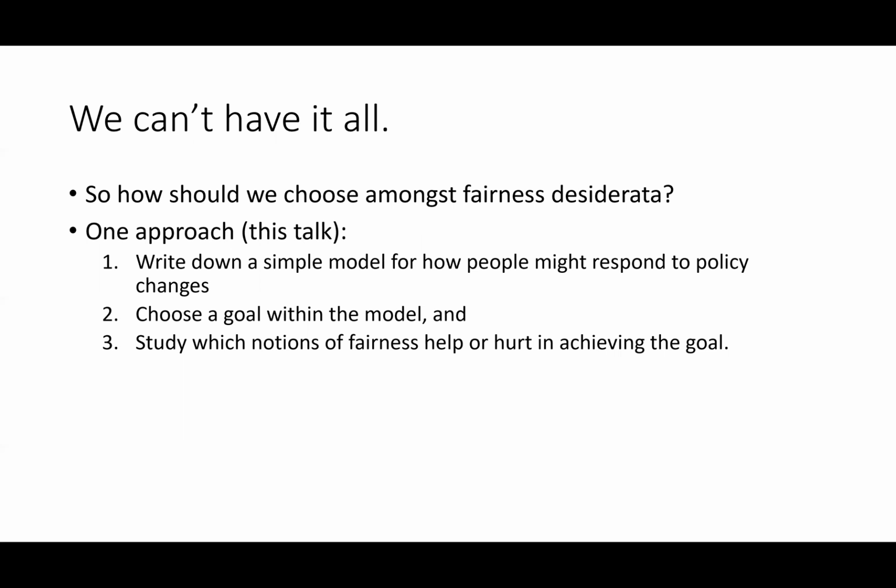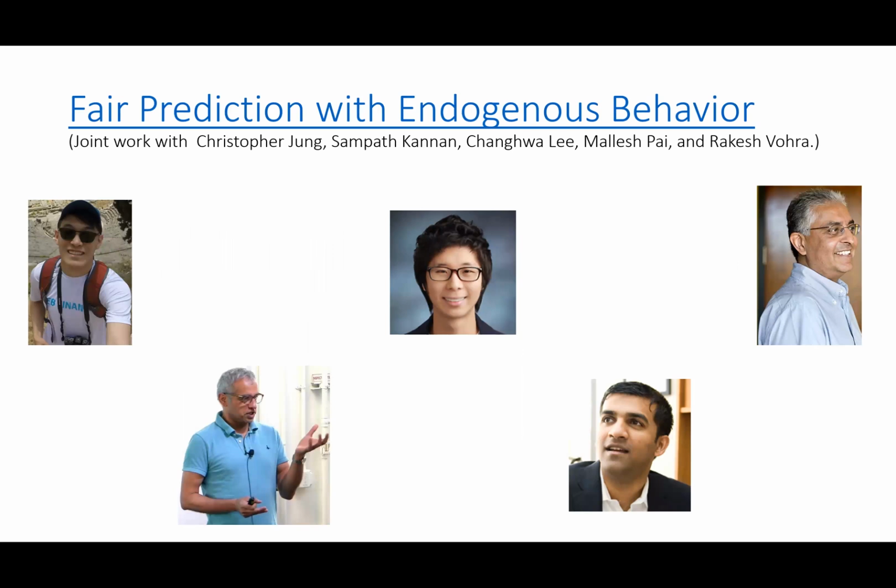And ask whether those effects are good or bad. So I'm going to briefly walk you through a case study trying to do just this. It's from a paper that I wrote with a bunch of Penn colleagues, Fair Prediction with Endogenous Behavior. If you're into this kind of thing, these slides are online, and if you click on the title, it'll take you to the paper. This is joint work with a bunch of folks at Penn: Chris and Changhua, who are graduate students in the CS department and the econ department, respectively; Sampath, who many of you will know, in the CS department; Ricky, who's in the econ department; and Malesh Pai, who until recently had been at Penn, but is now at Rice.